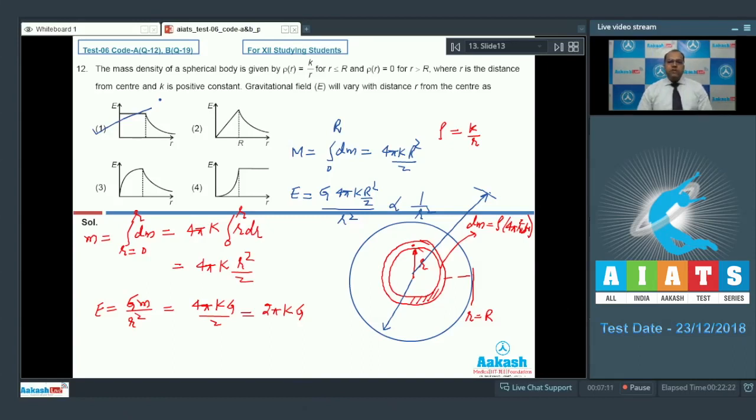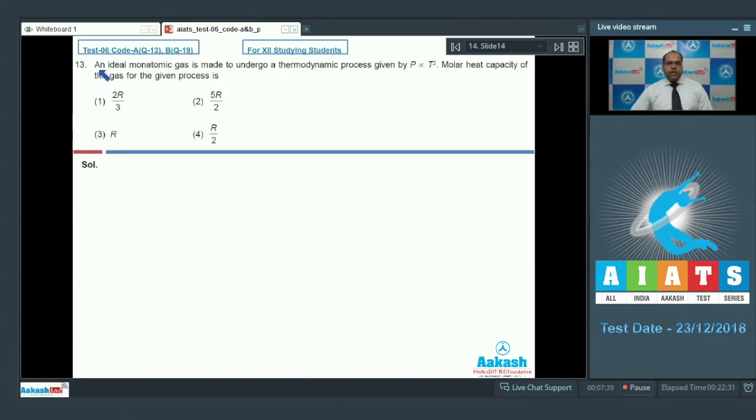Let's move to question number 13. In question number 13, an ideal monatomic gas is made to undergo a thermodynamic process given by P is proportional to T square. Molar heat capacity of the gas for the given process is. So it is given in the question that the gas is ideal. So if I replace the temperature, then we know that PV is equal to nRT. So T is proportional to PV.